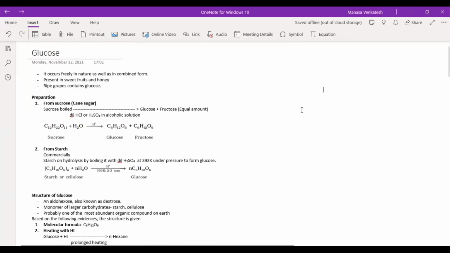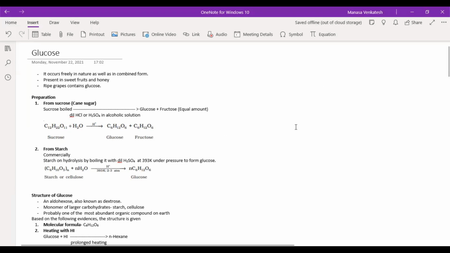Glucose is one of the commonly known monosaccharides, and it occurs as a free molecule, and it also occurs in a combined form. So it is present in fruits and honey, and it's also present in ripe grapes. If you remember, Glucon D as such consists of glucose. That's because glucose is a very good source of energy.